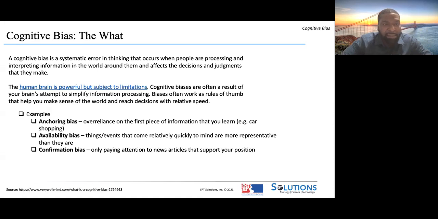Another popular bias is confirmation bias. So we only tend to pay attention to news articles or information that supports our position. I don't know if any of you have been in a heated debate with a friend or family member recently, and you would Google whatever that issue was, and you're basically scrolling through Google to find the point that supports your decision. But there's probably lots of information out there supporting the counterpoint as well.